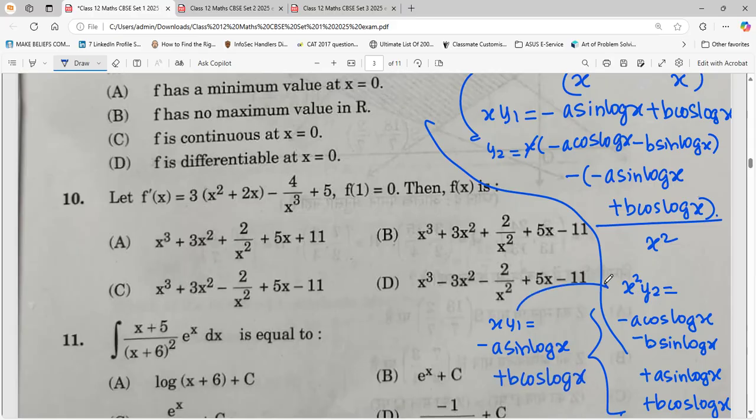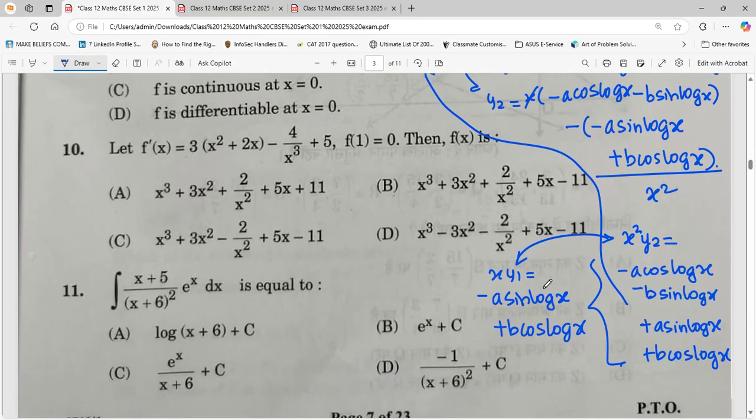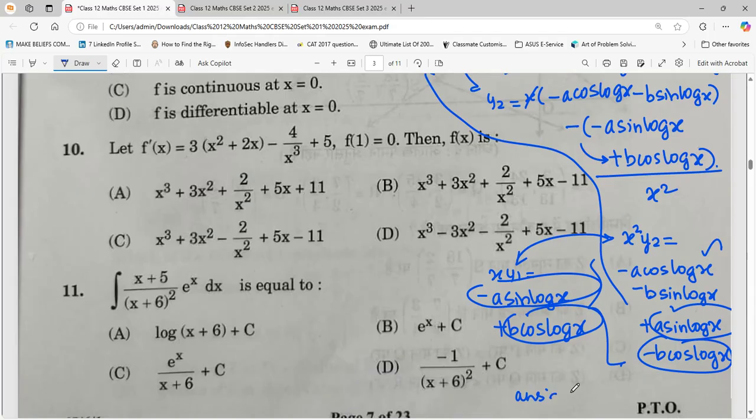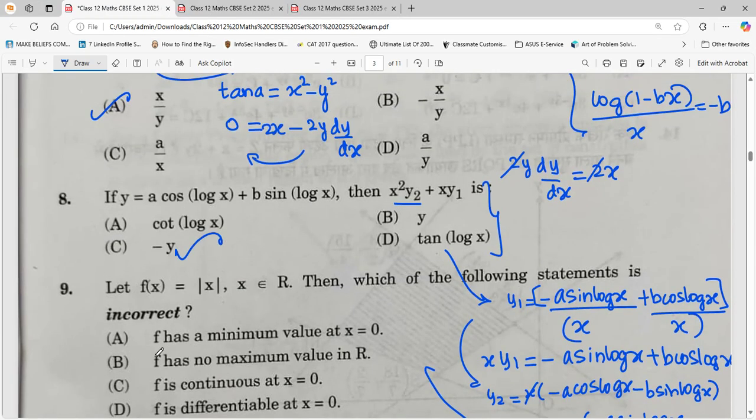If you add these two terms, you will get certain terms cancelled, which are minus a sin log x and plus a sin log x, plus b cos log x. And I think the minus should have been for this term also, so it should have been minus b cos log x. So these two terms also get cancelled. You will be left with minus a cos log x. So the required answer for that question will be minus of a cos log x plus b sin log x. If you take the minus common, you will be left with minus of y. Is that the answer? Yes, minus of y.